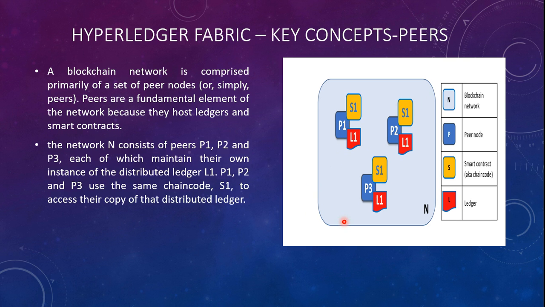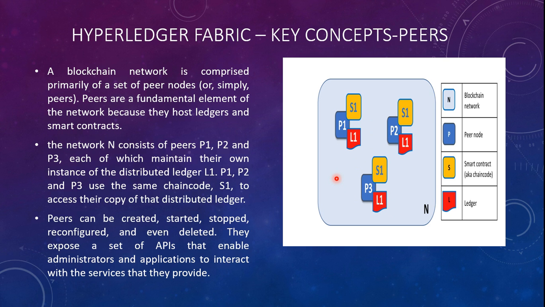So the network N consists of peers P1, P2 and P3, each of which maintain their own instance of the distributed ledger L1. So the ledger L1 will always be the same at all the peer nodes. P1, P2 and P3 use the same chain code S1 to access their copies of that distributed ledger.